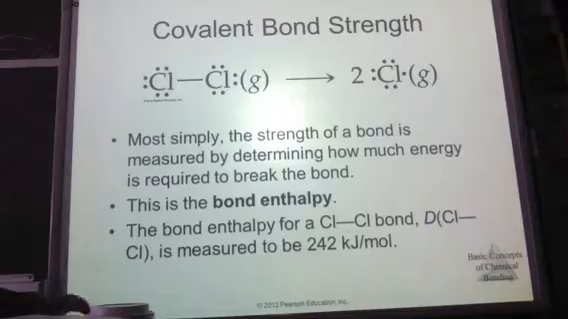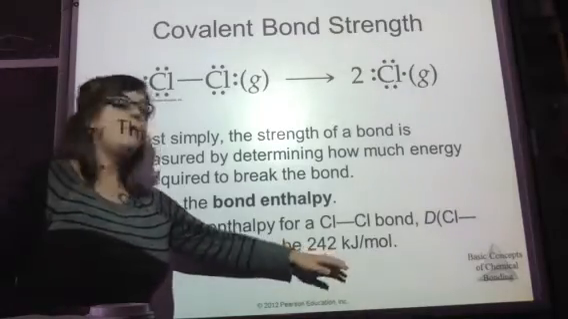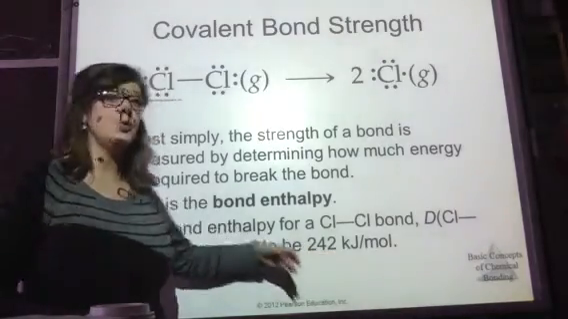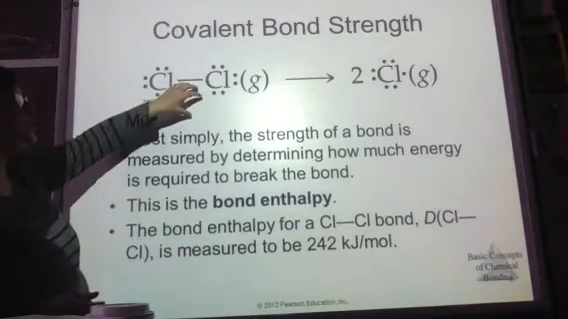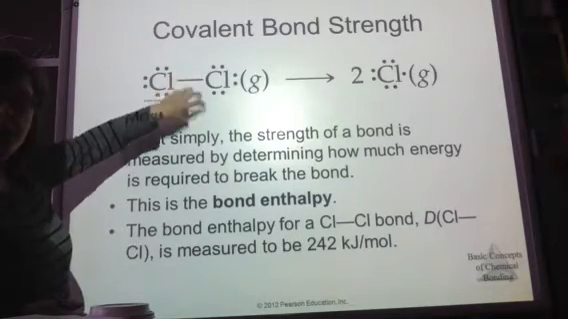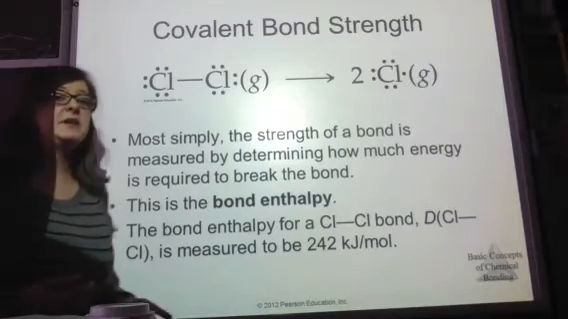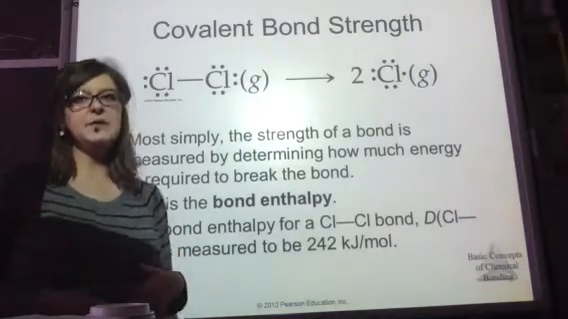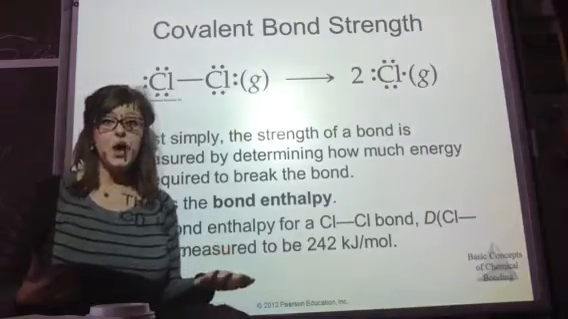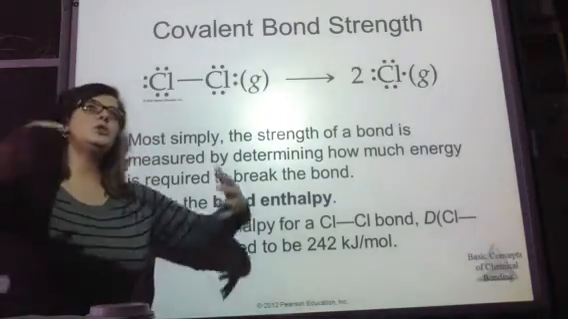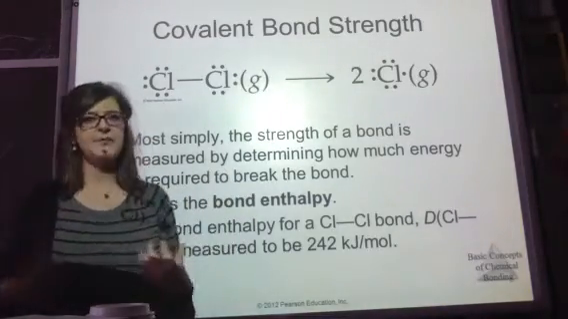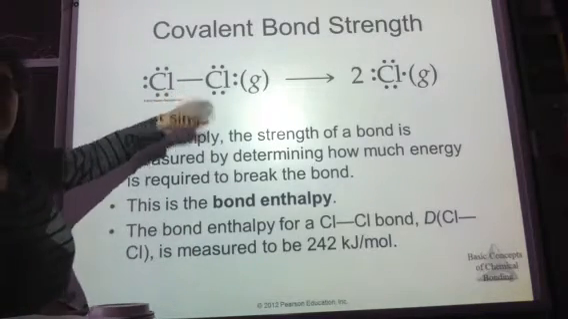Well, what does that mean? That means that I'm going to need to apply 242 kilojoules of energy to try to break this bond. So bond enthalpies are always going to be positive values. They're always going to be positive values because they're endothermic processes, meaning that we're going to have to absorb a specific amount of energy before we can break this bond.